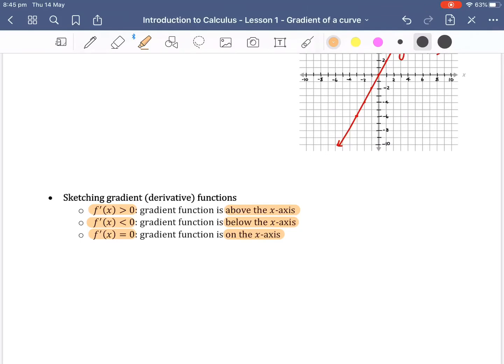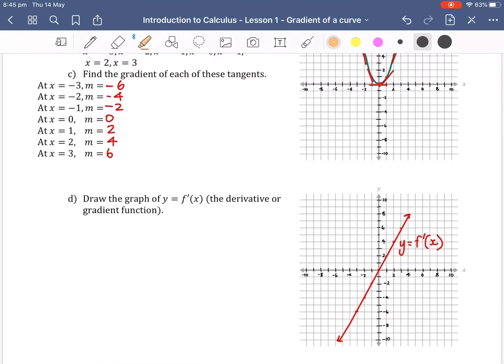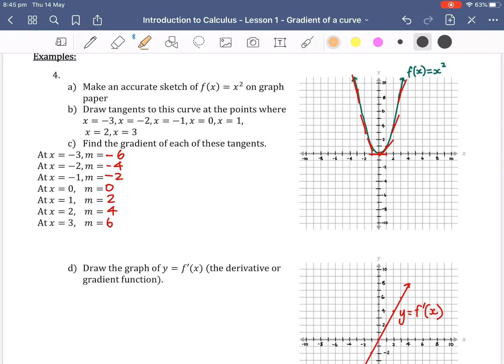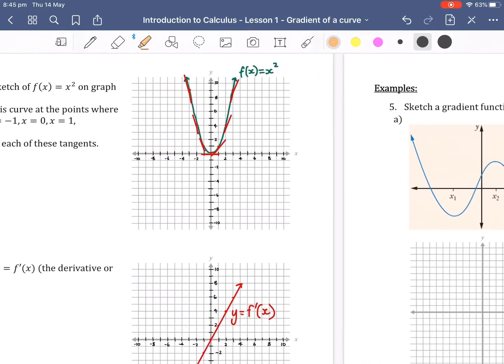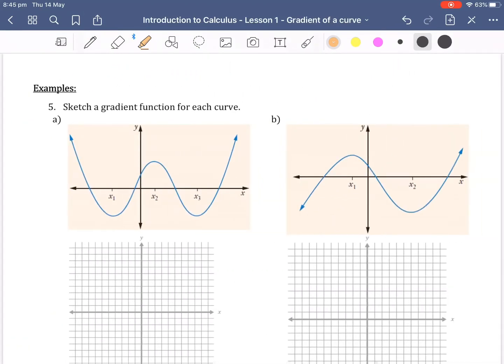So these are the main things that we need to know when sketching gradient or derivative functions. When we sketch gradient and derivative functions, we don't have to go into this much depth. This is just to show you the understanding of it. Let's have a look at some examples. So we want to sketch a gradient function for each curve.